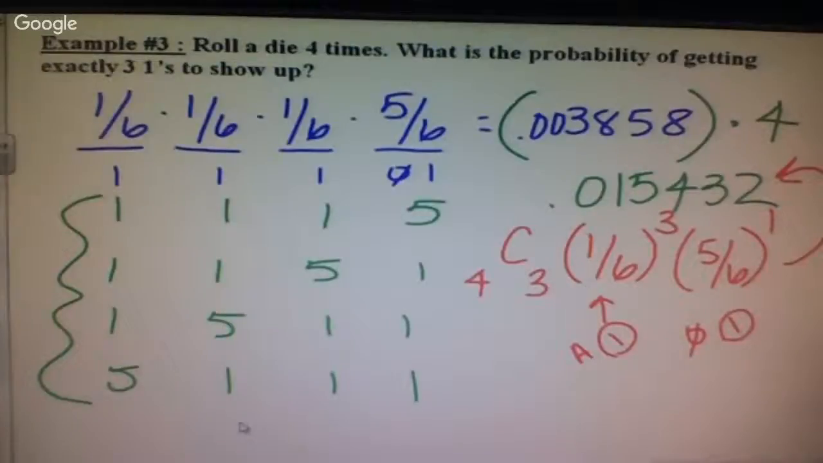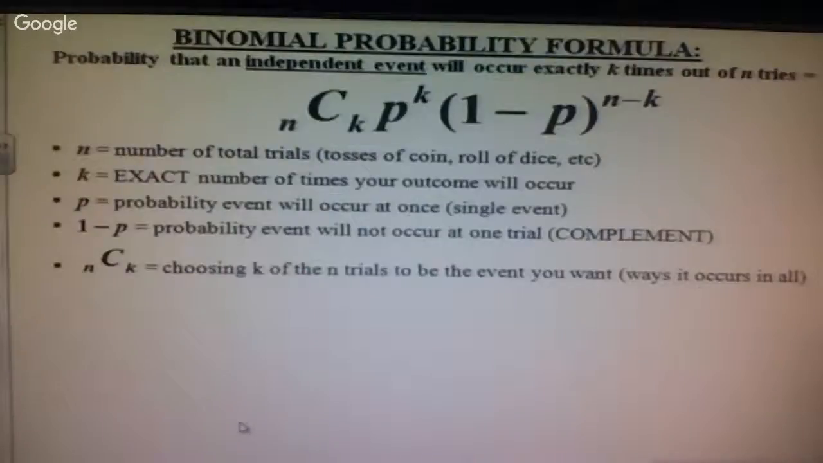Is that a 3 and then a 5C1? I mean 5. 5 divided by 6, raised to the first. Okay, so what I just used is this formula.